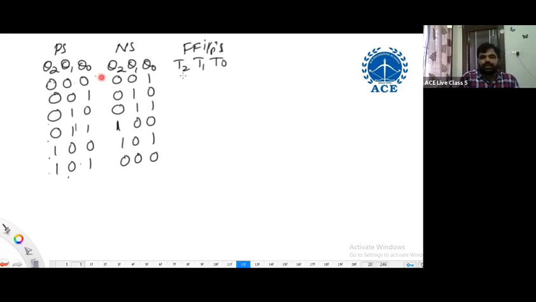0 to 0, it is 0. 0 to 0, it is 0. 0 to 1, it is 1. And 0 to 0, it is 0. And 0 to 1, it is 1. And 1 to 0, it is 1. And 0 to 0, it is 0. And 1 to 1, it is 0. And 0 to 1, it is 1. Then again, 0 to 1, it is 1. And 1 to 0, it is 1. 1 to 0, it is 1. Then again, 1 to 1, it is 0. 0 to 0, it is 0. 0 to 1 is 1. And again, 1 to 0 is 1. 0 to 0 is 0. 1 to 0 is 1.